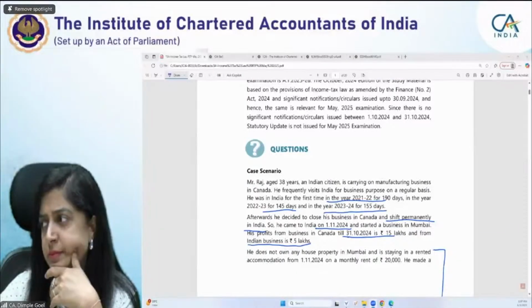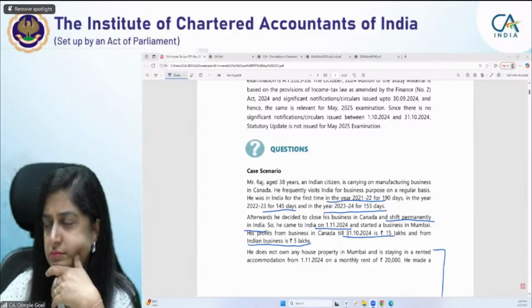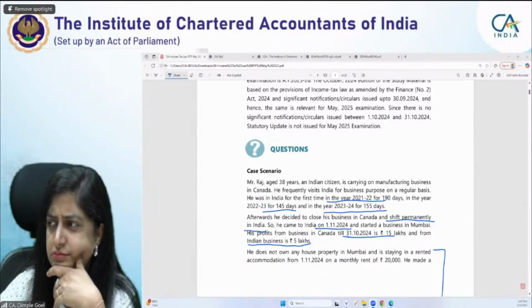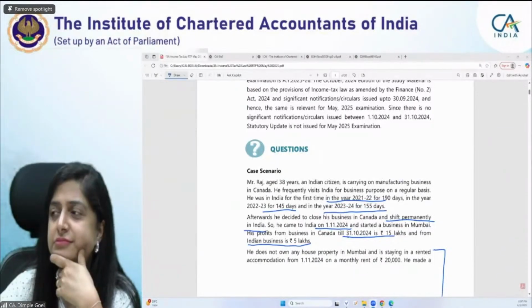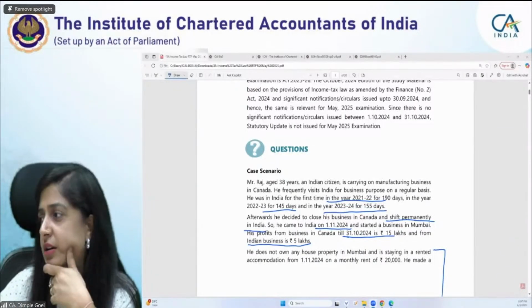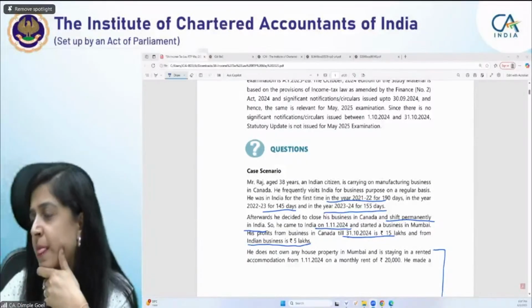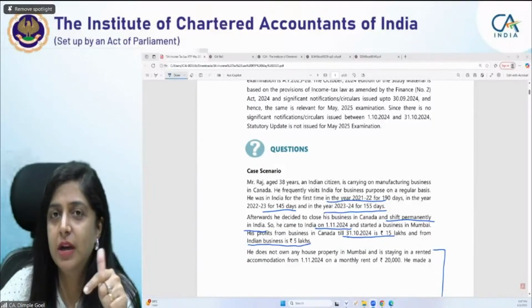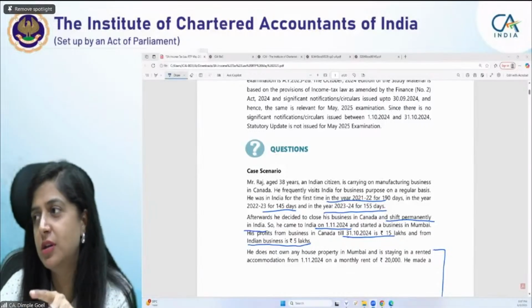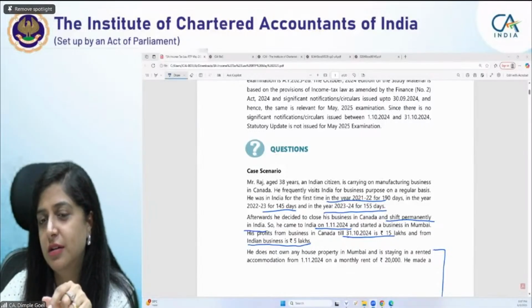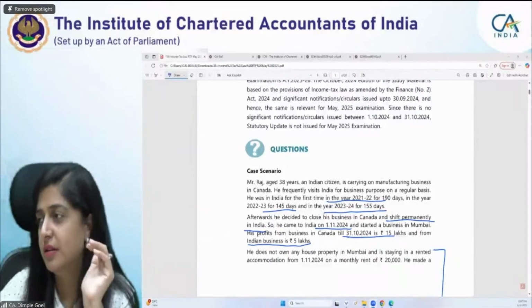Less than 182 days in India in the previous year, or less than 60 days in India in the previous year, plus 365 days in the 4 preceding previous years. Your name is Shagufta, right? Yes, ma'am. Shagufta, are you telling this for becoming a resident or for becoming a non-resident? Non-resident, ma'am. Okay, fine.